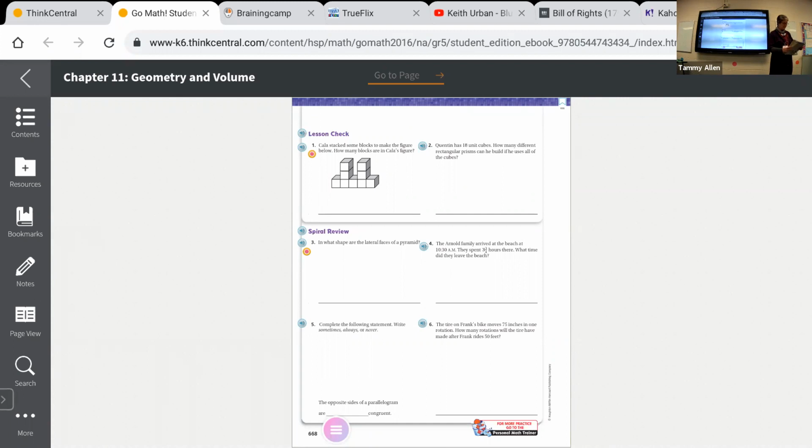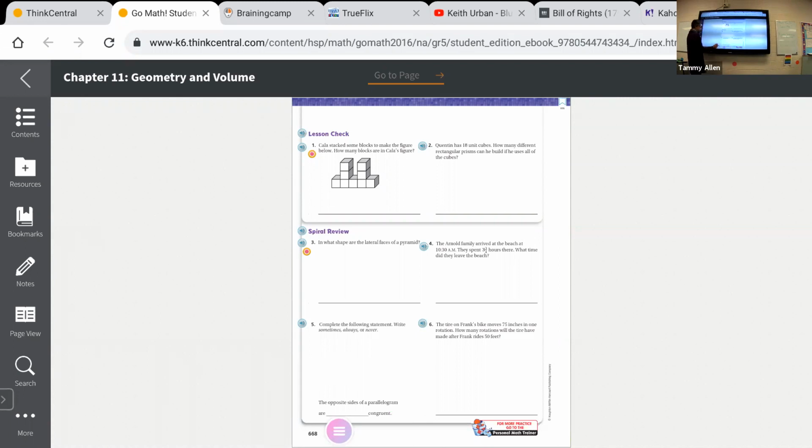Number 1 on page 668. How many blocks are in our figure? 9. All right. Number 2 shows 18 unit cubes. How many different rectangular prisms can be built if he uses all of the cubes? Ezra. Not 3. Not 5. Not 2. How many does he have? 18. All right.